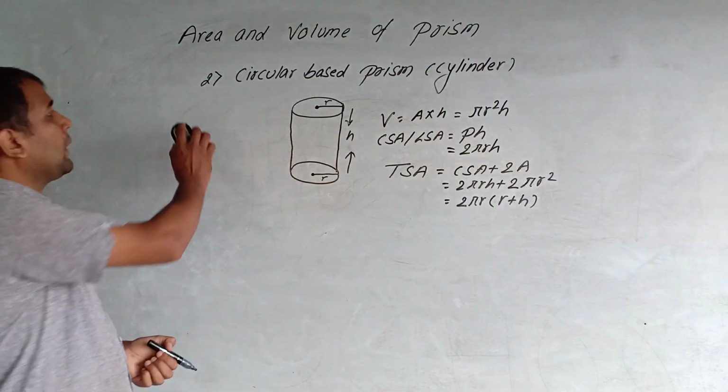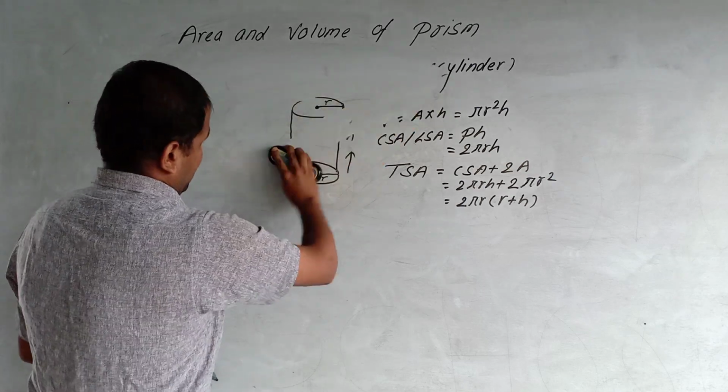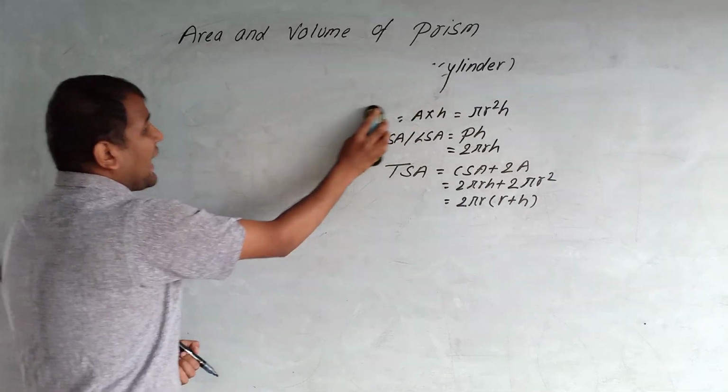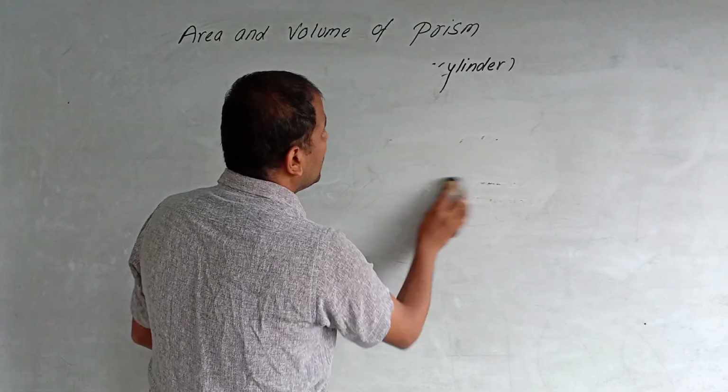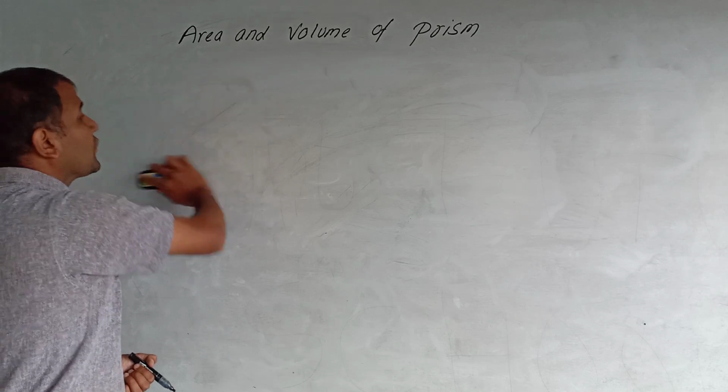So next type of prism is square based prism with height equal to length and breadth, that is cube.